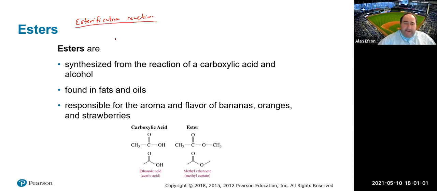And again, it doesn't really matter what your carboxylic acid might look like. We'll just draw one here. That looks good.